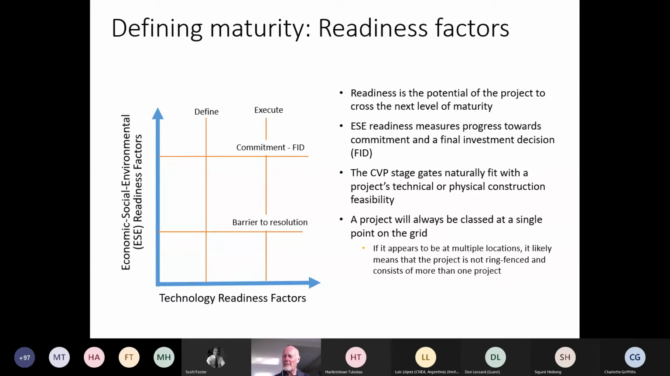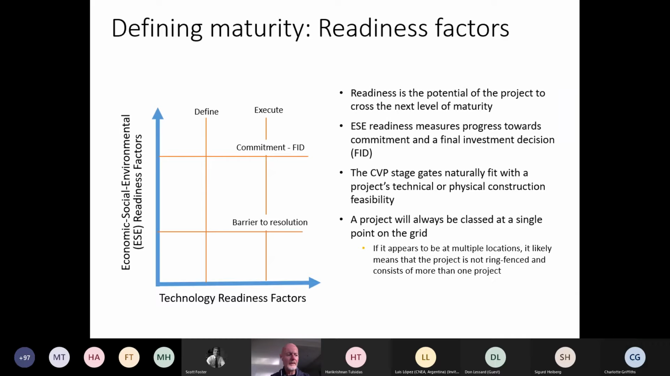So I think you can see that any project could be located at some place in this grid to describe its maturity, both on the economic and social axis and on the technological readiness factor. And the neat thing here is that a project's always going to be classed as just a single place on this grid. It might appear that you've got a project that sits at multiple locations, but if you've done that, you probably haven't actually ring-fenced the project correctly. And what you may have is a project that consists of multiple parts, and so actually there are multiple projects. But normally, we can quite clearly place a project somewhere within this grid to describe its maturity.